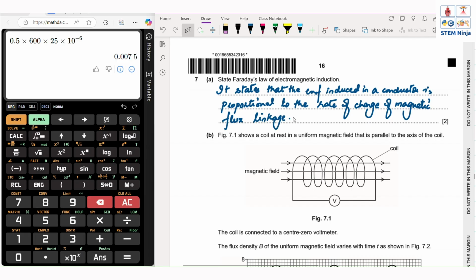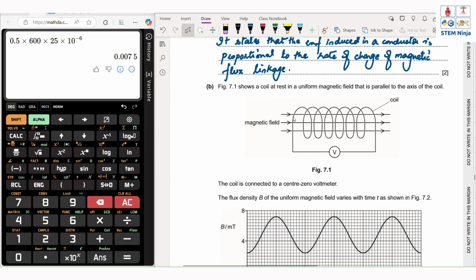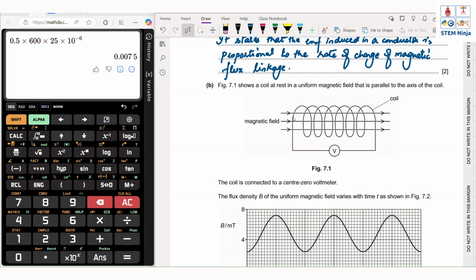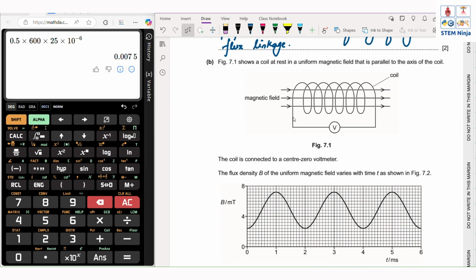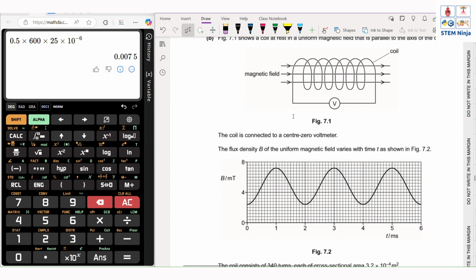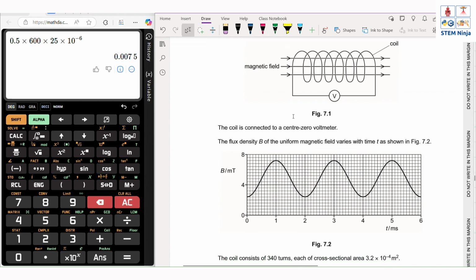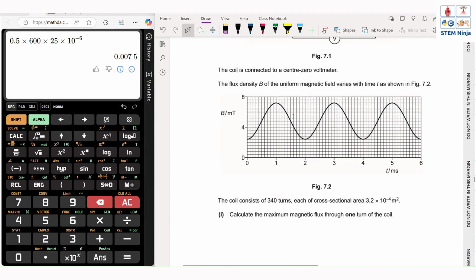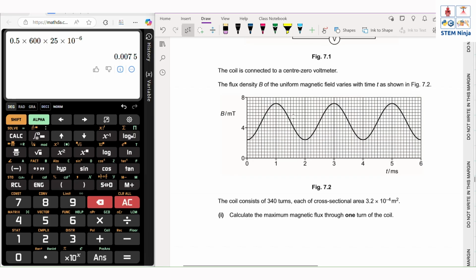That's it. Figure 7.1 shows a coil at rest in a uniform magnetic field that is parallel to the axis of the coil. Coil is connected to a centre-zero voltmeter. Flux density B of the uniform magnetic field varies with time t as shown. Coil consists of 340 turns, each of cross-sectional area 3.2 times 10 raised to the power minus 4. Calculate the maximum magnetic flux through one turn of the coil.